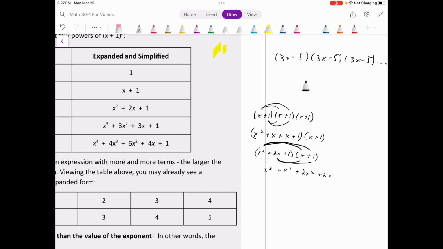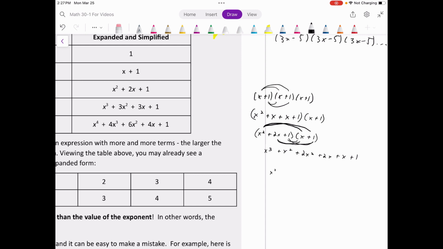Still the same logic, just making sure all three of these terms are getting multiplied by both of these terms. So x squared times x, x squared times 1. 2x times x, 2x times 1. Now finally, 1 times x is just x, and 1 times 1 is just 1, right? So all we did there was make sure x squared got multiplied by both of these, 2x got multiplied by both of these, and 1 got multiplied by both of these.